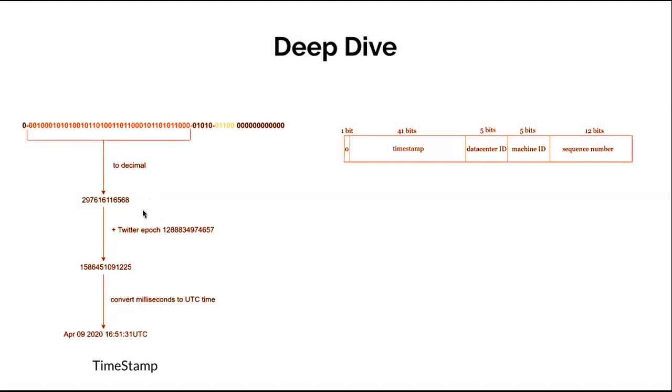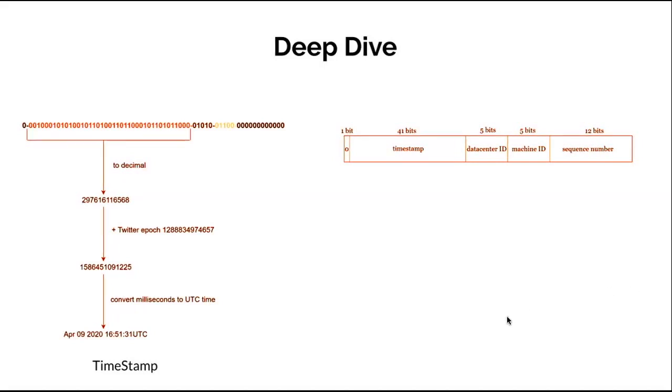As we can see in this diagram, it shows an example of how a binary representation is converted to UTC. This is the binary representation, and when it is converted to decimal, it looks like this. Then we add the epoch, basically the starting time, and we get this number. If we convert these milliseconds to UTC time, it would be our UTC time, like April 9, 2020, 1651.